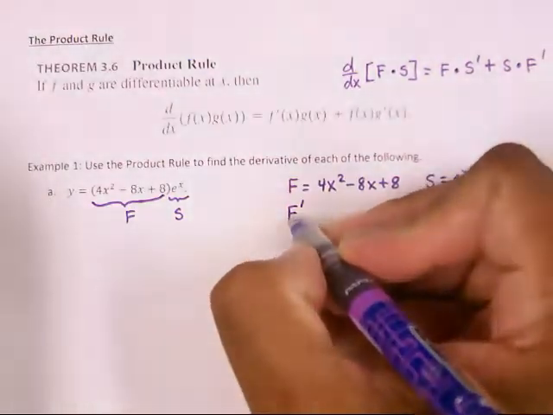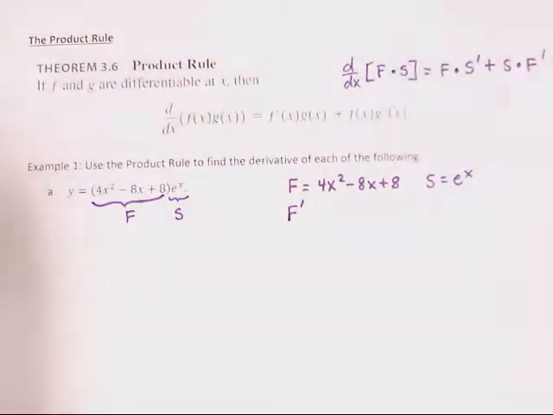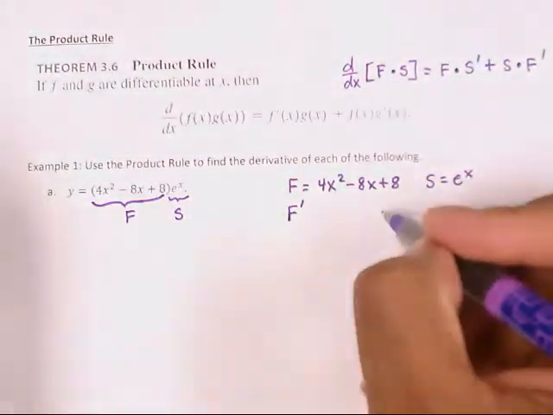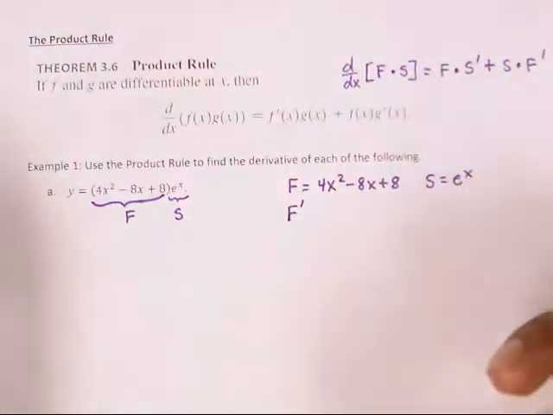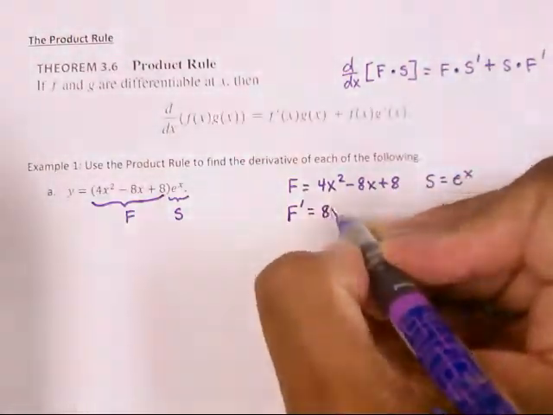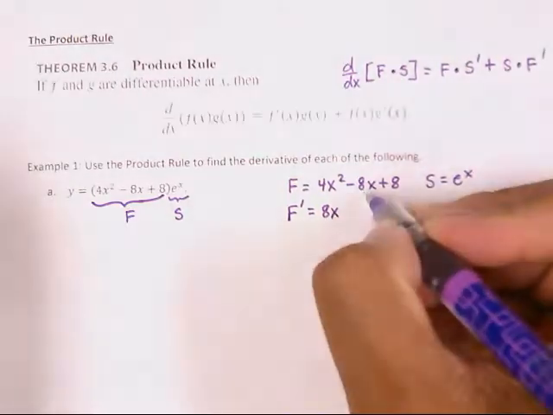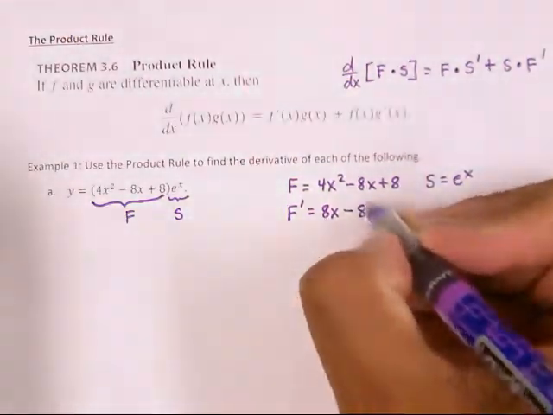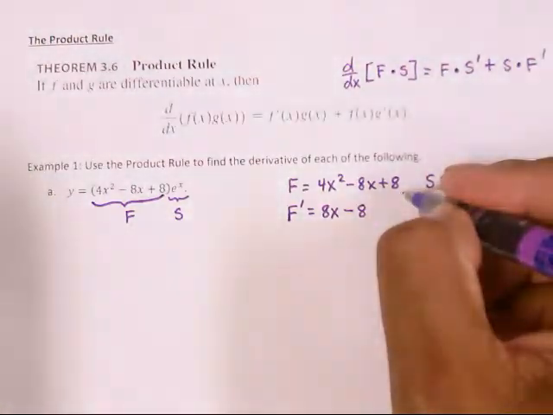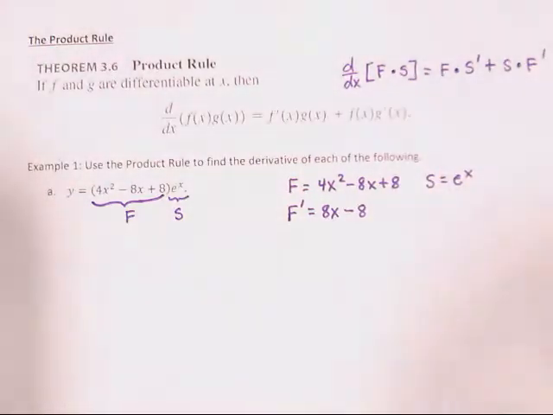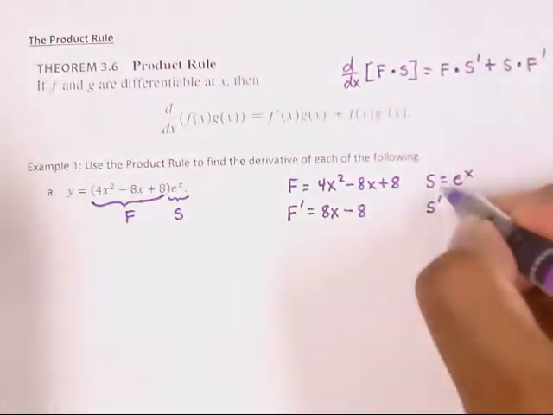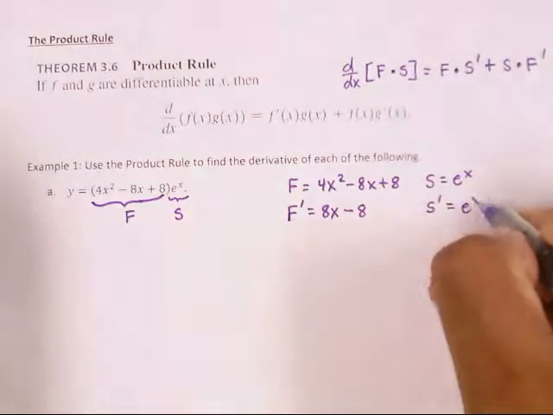Here's what I'll do. I'll take f prime, which is the derivative of the first function, and we should know how to take the derivative of a sum and a difference. We just take the derivative of each individual term. So in this case here, for 4x squared, that would be 8x for its derivative, and then the derivative of minus 8x will be minus 8. And of course, the derivative of 8 is going to be 0 because the derivative of a constant is 0. And then the second was e to the x. Well, that's the easiest derivative to take. So here s prime will be simply e to the x.